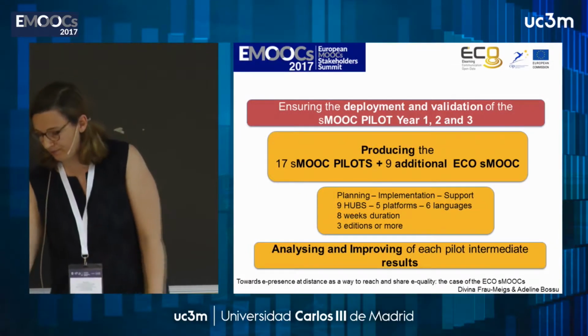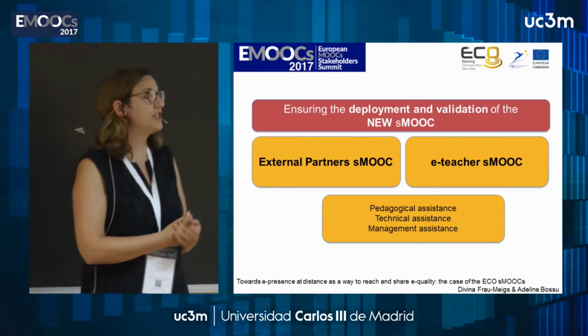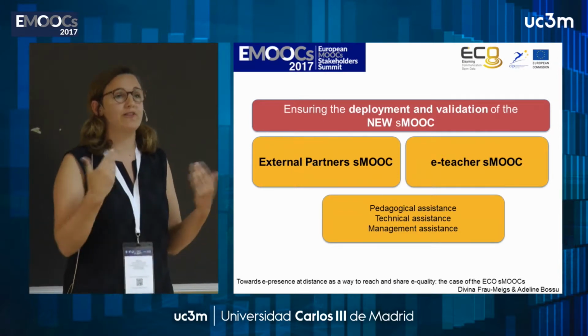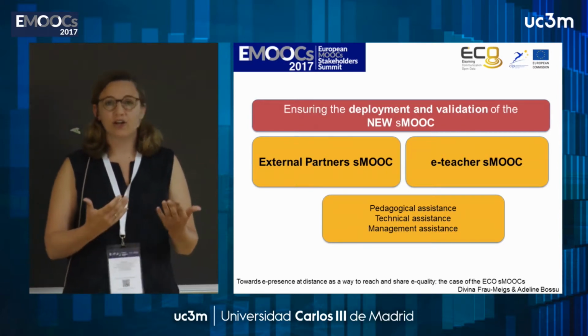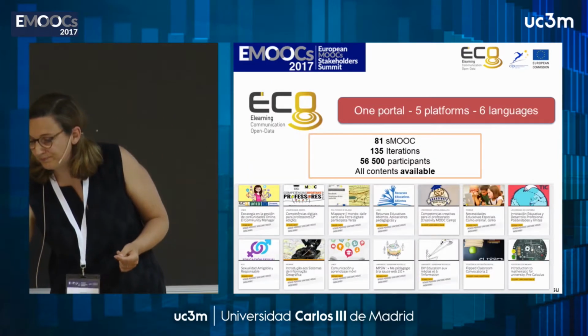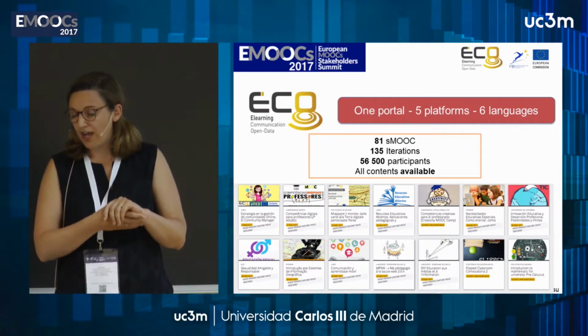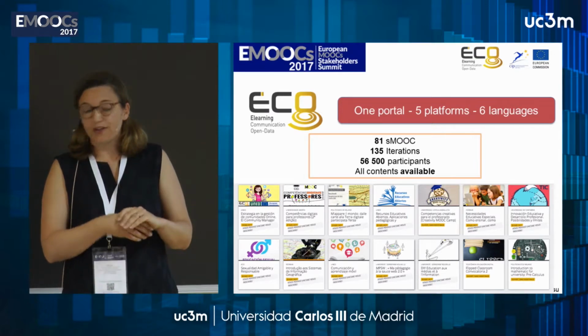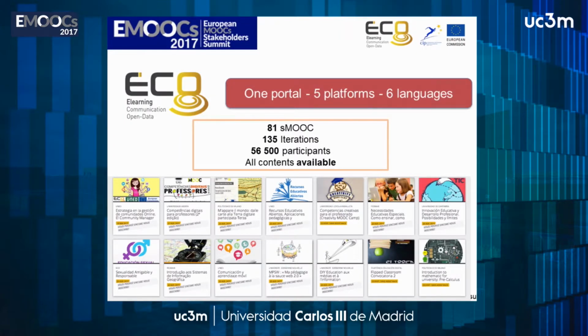During all this process, we analyzed and improved our results to always be agile and propose another iteration. The second phase was to propose to external partners and e-teachers, to all participants, to create their own SMOOC. Teams proposed pedagogical assistance, technical assistance, and management assistance. At the end, because the project just finished now, we have 81 SMOOCs, 135 iterations, and almost 60,000 participants. And all contents are available.